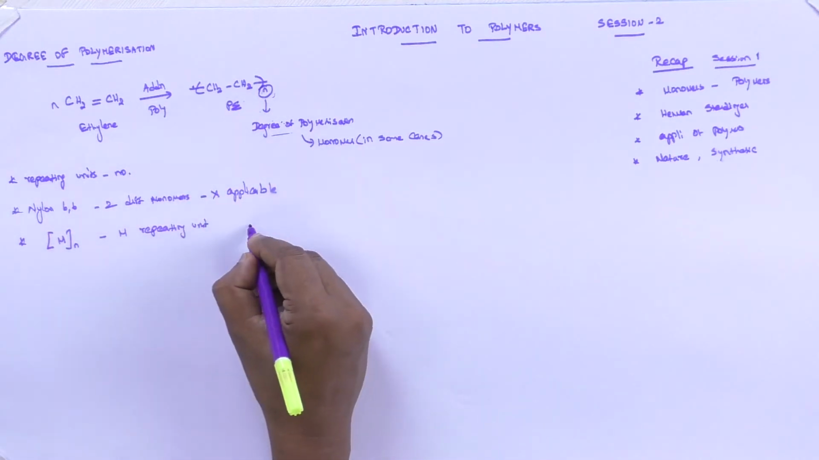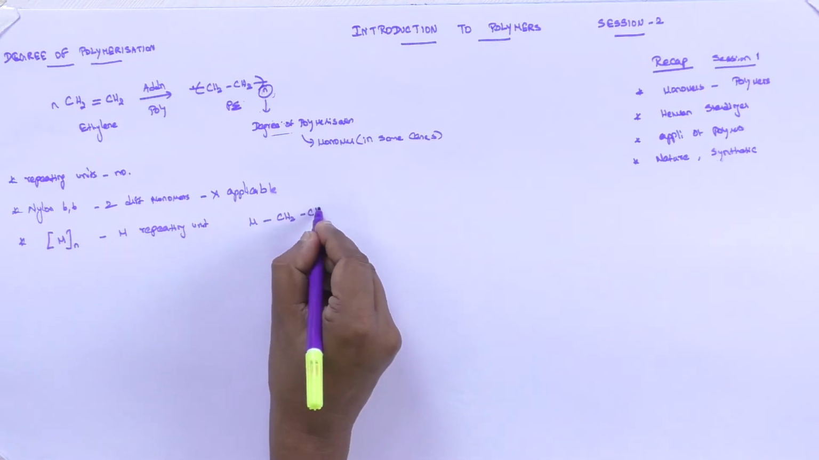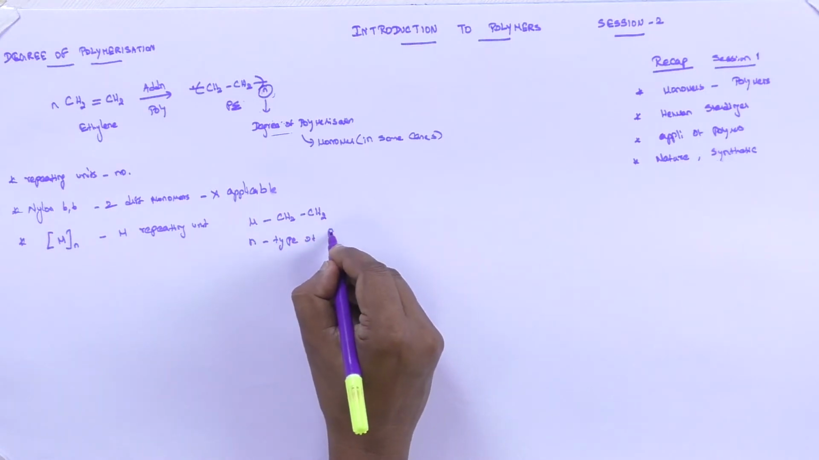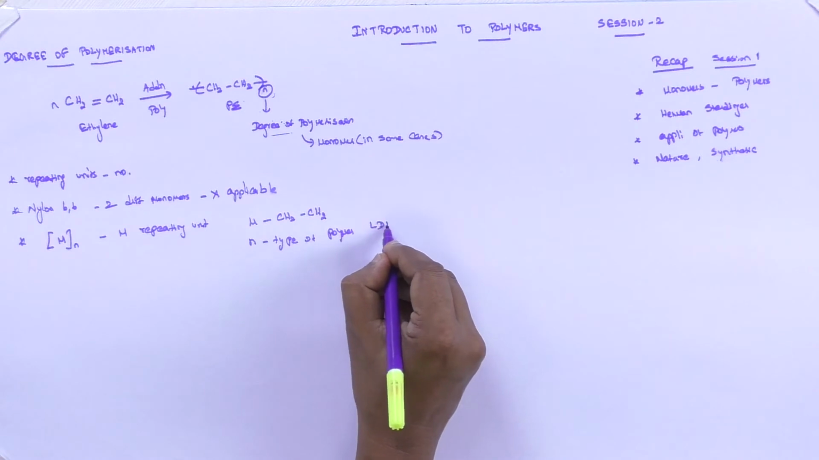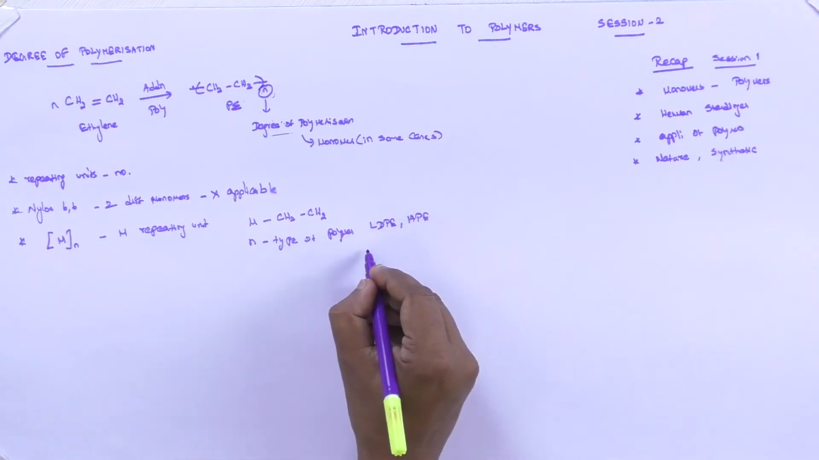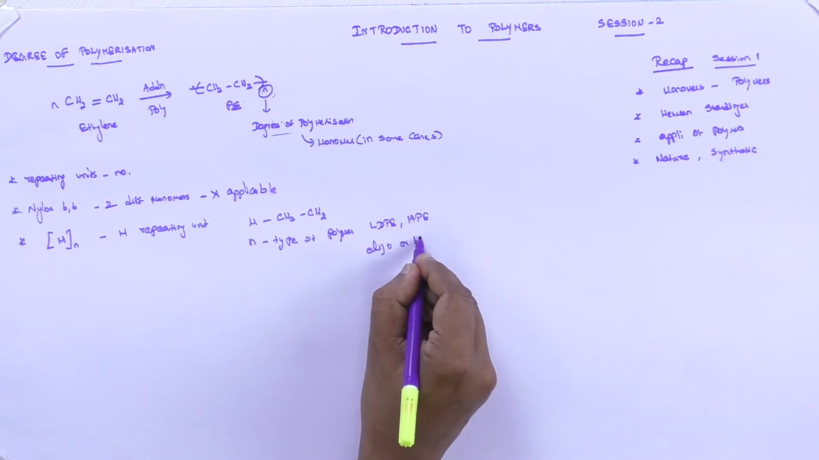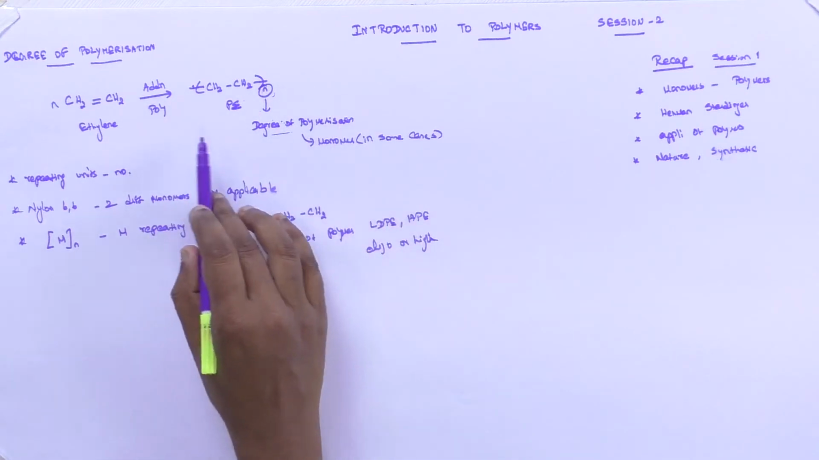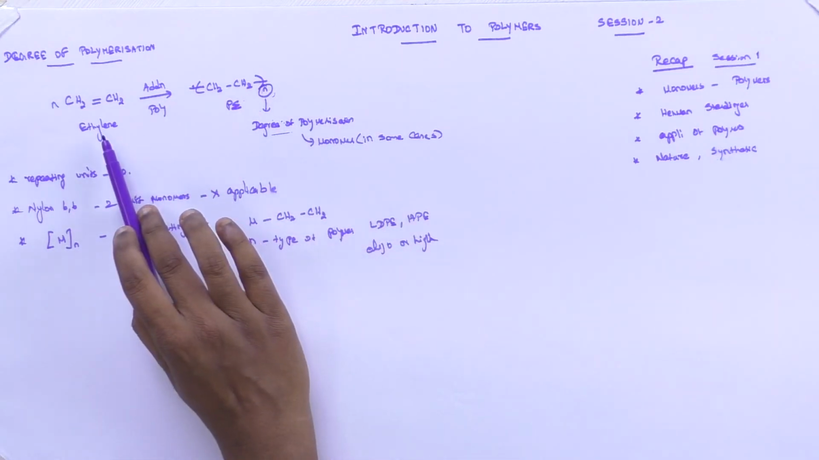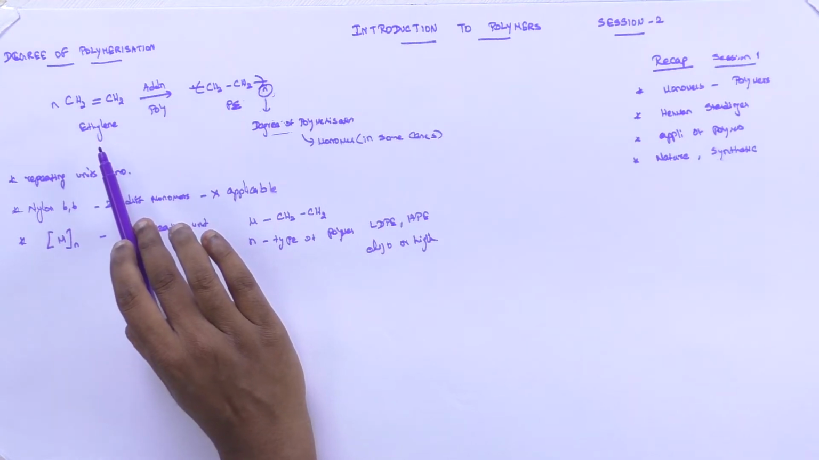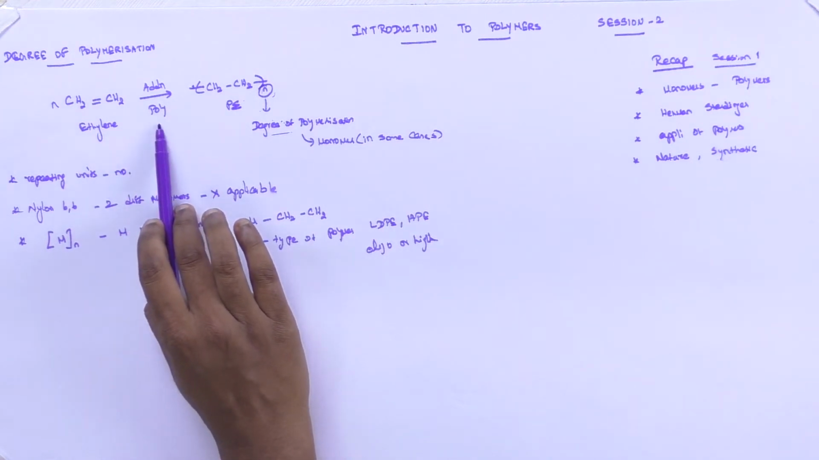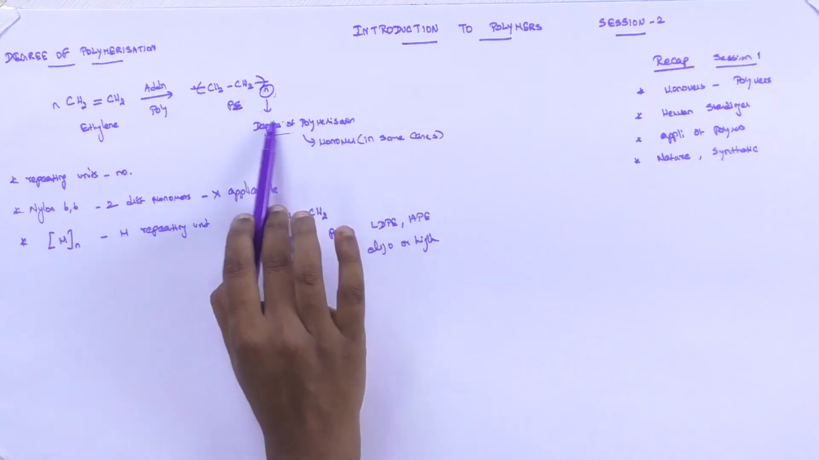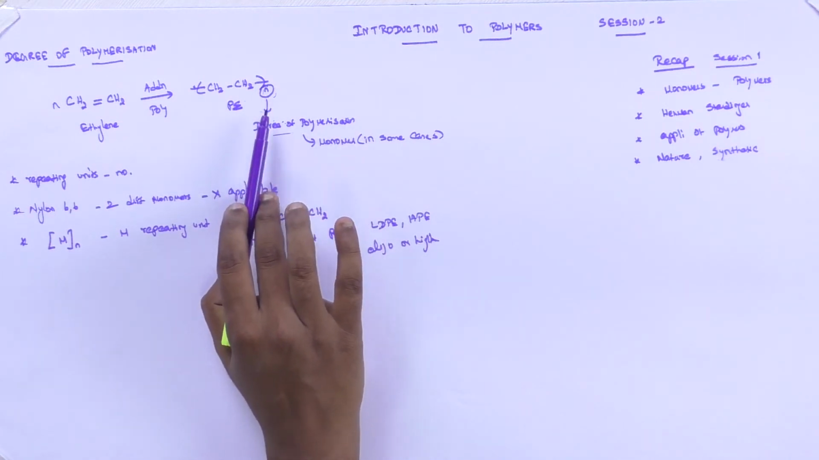So here M is CH2 single bond CH2, and n depends on the type of polymer. It may be LDPE or HDPE, whether it is an oligopolymer or high polymer. Depending on that, the n value will vary. So this is about degree of polymerization. Ethylene, on addition polymerization, is converted to polyethylene, and n is the degree of polymerization.